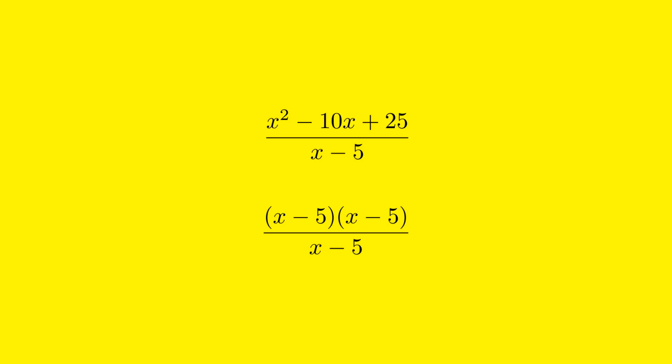To reduce the rational expression x squared minus 10x plus 25 over x minus 5 to its lowest terms, we start by simplifying the numerator, which is a quadratic expression. Notice that x squared minus 10x plus 25 is a perfect square trinomial. We can factor it into x minus 5 times x minus 5. Now the expression looks like x minus 5 times x minus 5 over x minus 5.